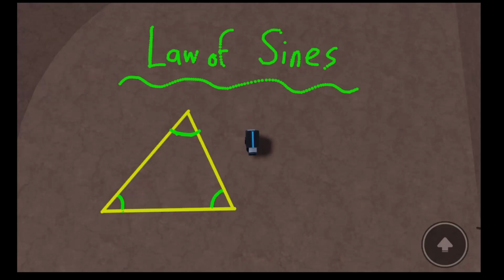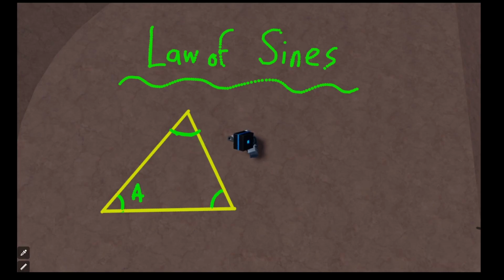In today's video, we're going to talk about the law of sines. So what is the law of sines? I'm going to label this triangle over here. Let this angle be A. I'll let this one be B. I'll let this angle be C. And then now I'm going to label the sides.